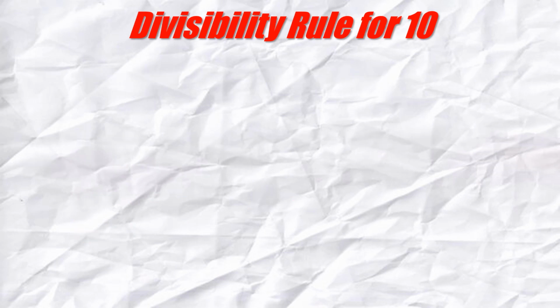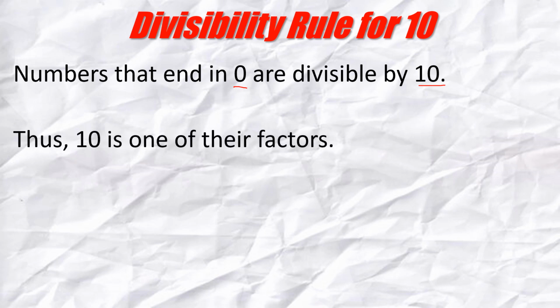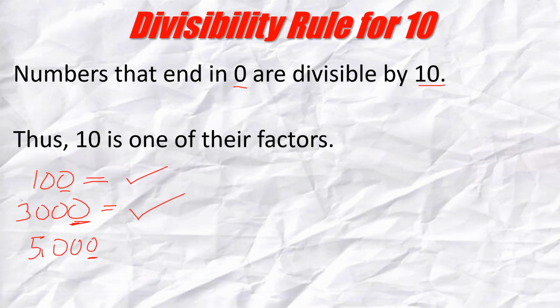And for the last divisibility rule, the divisibility rule for 10. Numbers that end in 0 are divisible by 10. So as long as the number ends in 0, it means it can be divided by 10. Thus, 10 is one of their factors. So let's say 100, it ends in 0, therefore it's divisible by 10. 3000 ends in 0, therefore it's divisible by 10. 5000, the last digit is 0, therefore it's divisible by 10.